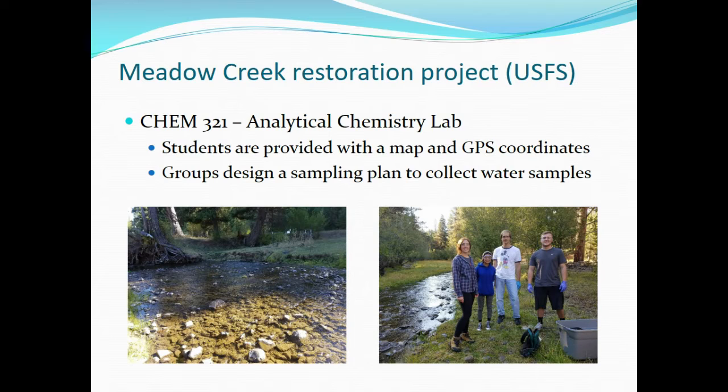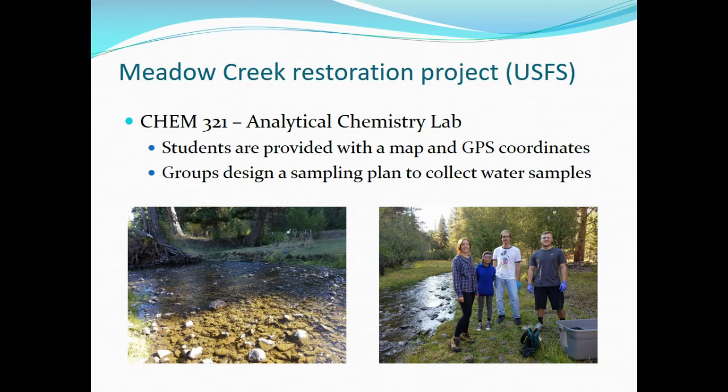So for example, in Chem 321, which is the analytical chemistry lab, I work in collaboration with the US Forest Service. And so we go to Meadow Creek, and I'll show you a map of that. But at this point, the students are more familiar with the techniques, but now they have to worry about how do you sample? If you have an environment, how do you decide where to collect the samples?